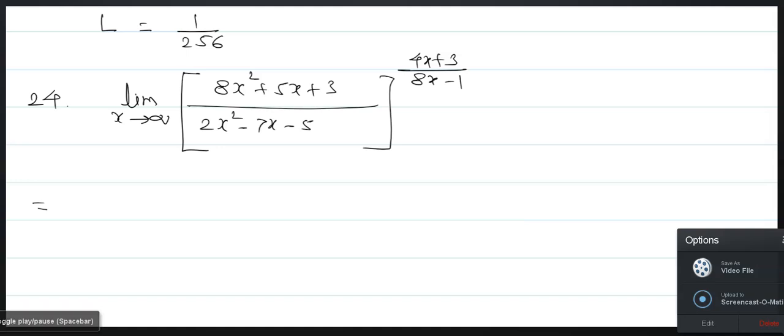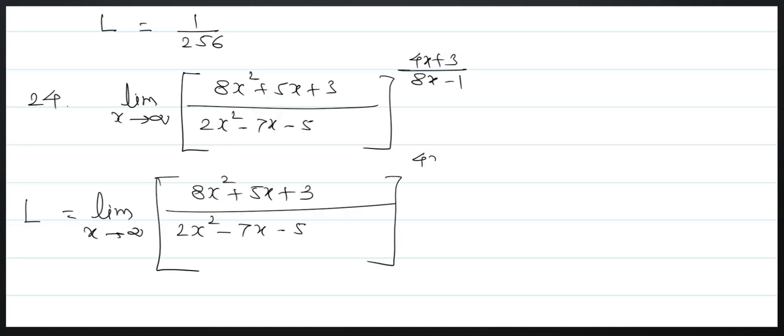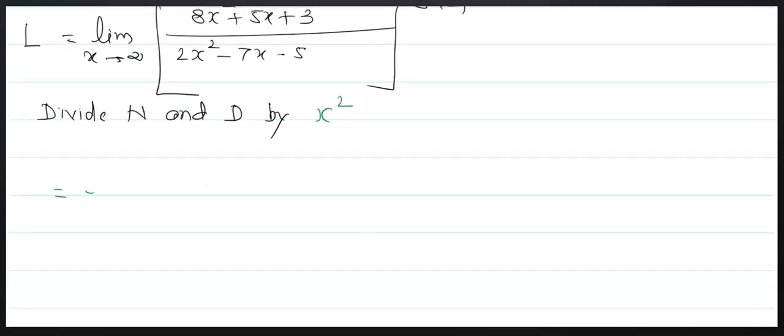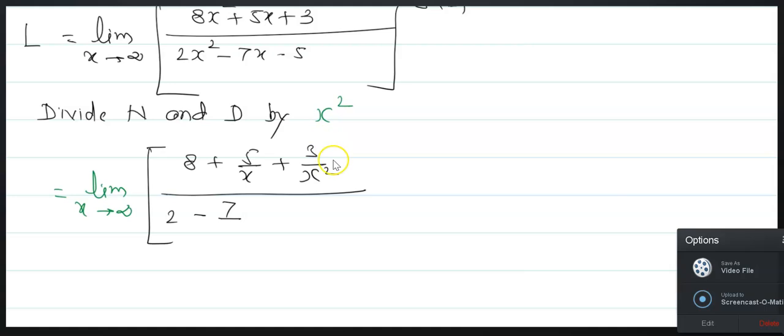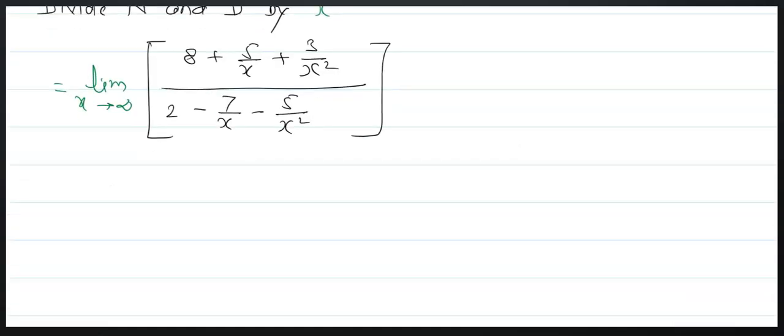Now see this here. Limit x tends to infinity, 8x square plus 5x plus 3 upon 2x square minus 7x minus 5 raised to 4x plus 3 upon 8x minus 1. Divide numerator and denominator by x square. If you divide, then you will get 8 plus 5 upon x plus 3 upon x square, upon 2 minus 7 upon x minus 5 upon x square. Therefore, you will get 8 upon 2, that is equal to 4.